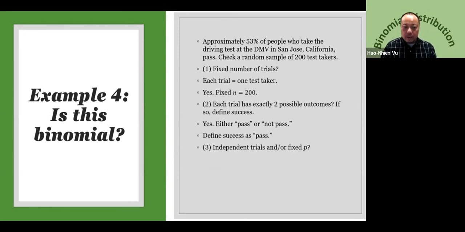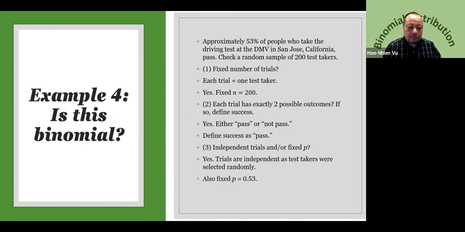Moving on to condition 3, are the trials independent and or is there a fixed P? Yes, the trials are independent because test takers, if we take a random sample of them, are independent. And P is fixed at 0.53. The probability of success, which means passing the driving test, is 53%. So the notation for this binomial distribution is capital B, open parentheses, 200, comma, 0.53, close parentheses.